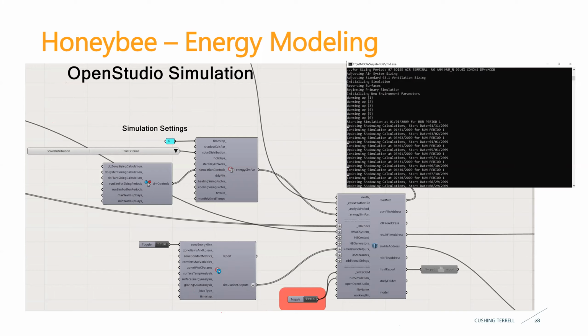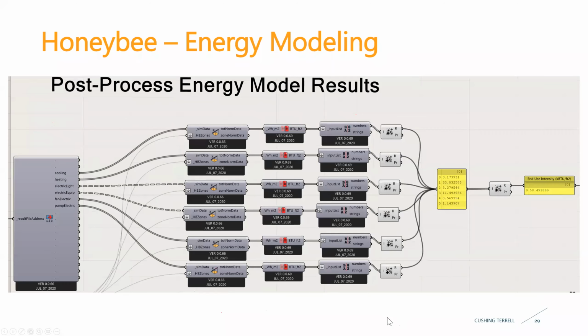And then when you run it, you can see all these outputs on the right-hand side here. You've got your OSM file, your IDF file address, your results file, EIO file, RDD file, HTML. So all the things you're used to when you run an OpenStudio simulation, you get these results. And so you can take those results and you can post-process them.